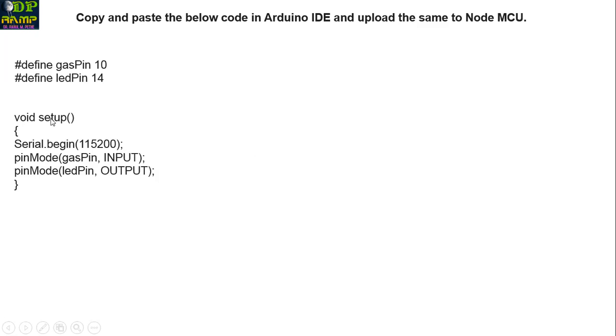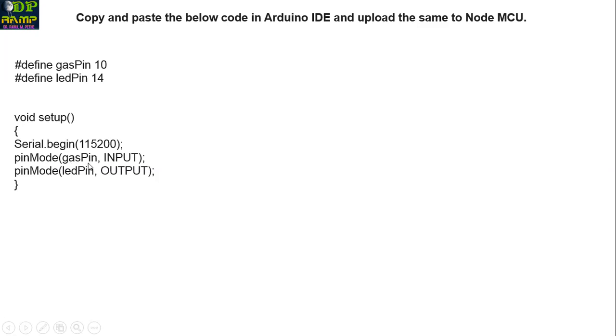So we have to mention those 3 instructions in void setup, where Serial.begin 115200 mentions that we use a baud rate of 115200, which will display the output on the serial monitor. Meanwhile, we have to indicate that the gas leakage sensor, which is already connected to pin number 10, is an input. So we can use pinMode. The M is capital, it means this is a case sensitive language, so we have to be conscious about the alphabets or instructions when we use them.